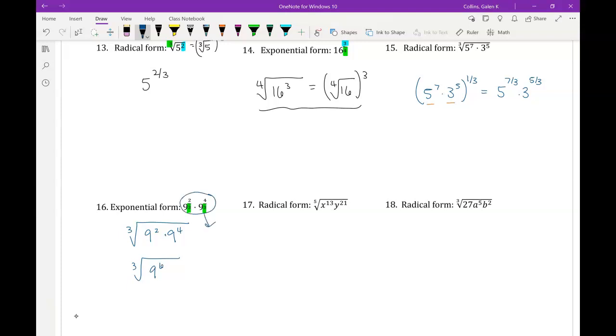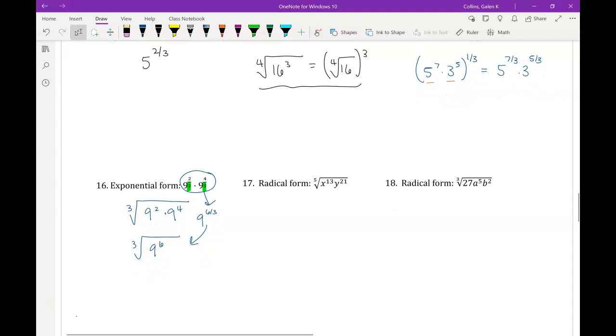Like I could have started by adding the exponents. And again, I can do that because both of these have a base of 9. So 2/3 plus 4/3 is 6/3. And then I could get to my radical form that way, whichever one's easiest.